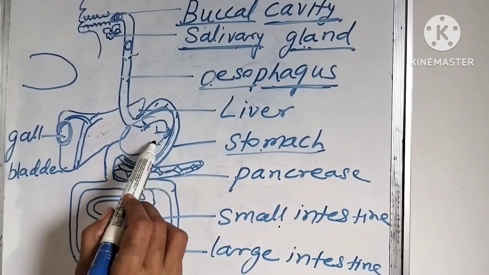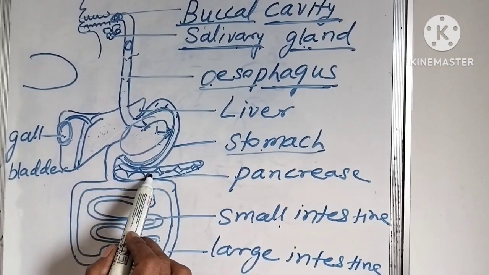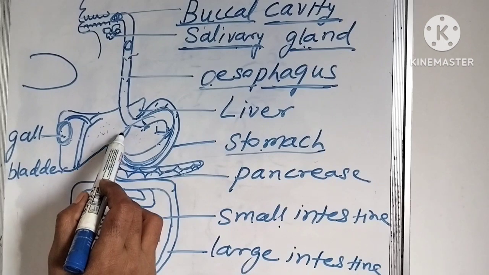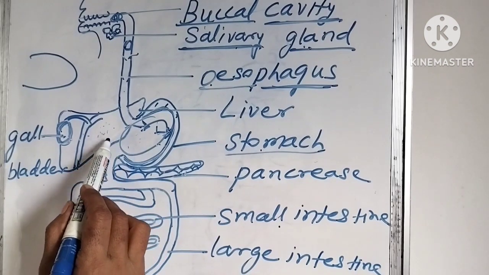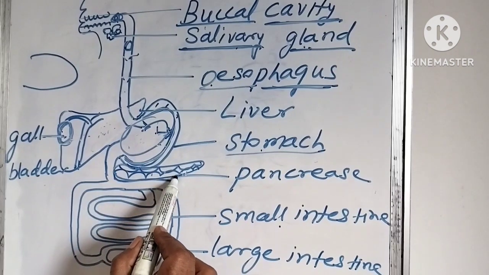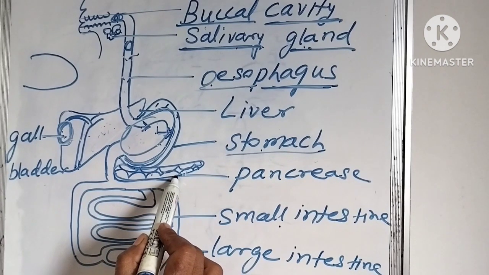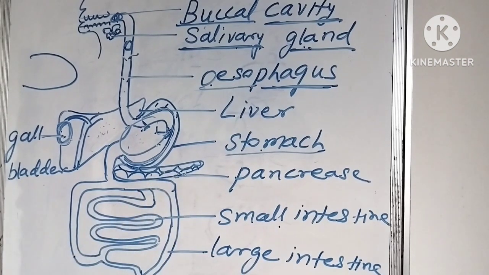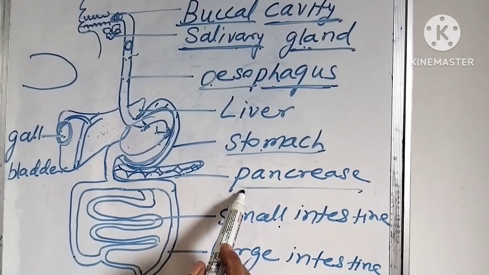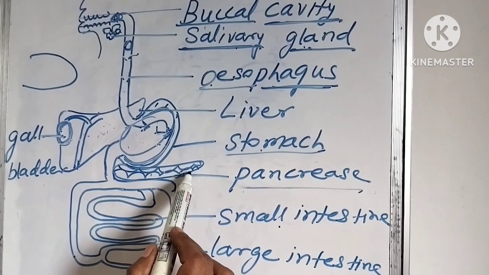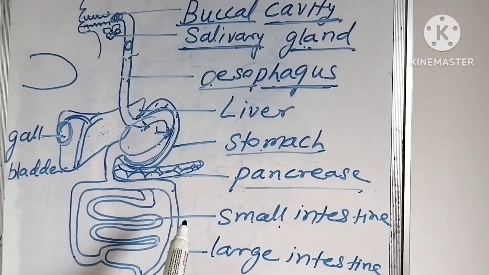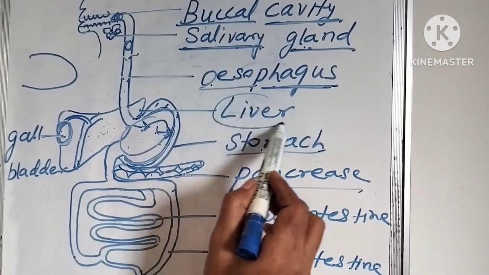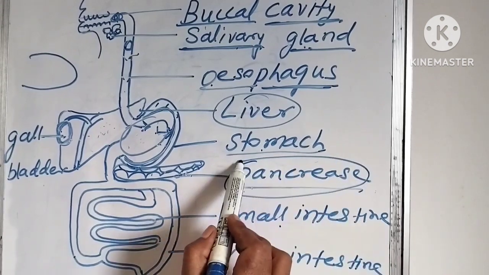And the pancreas is present just below the stomach. The liver secretes bile juice, which helps to break down the protein and helps to digest the fats. The pancreatic juice acts on carbohydrates, fats and proteins and changes them into simpler forms. So the pancreas and liver, these two glands, also help in digestion.